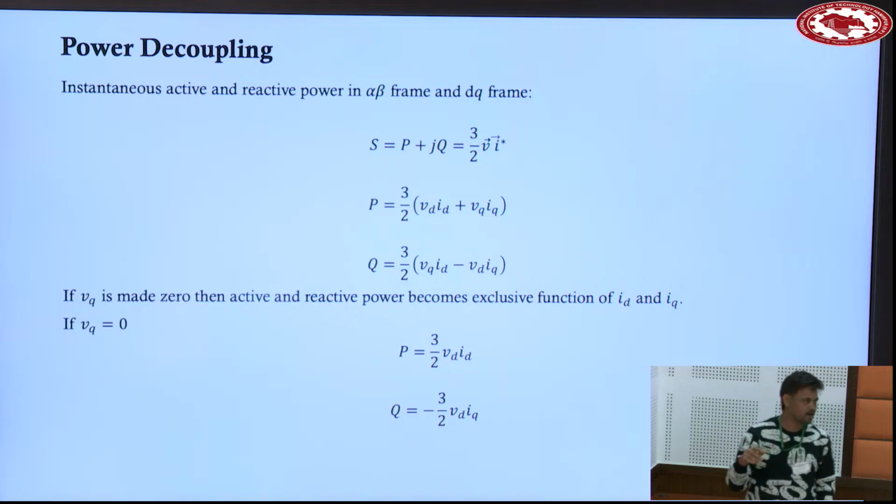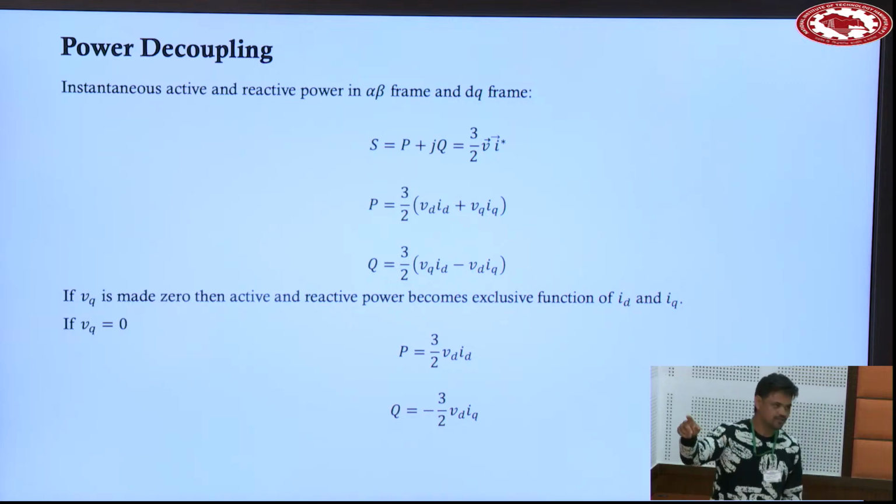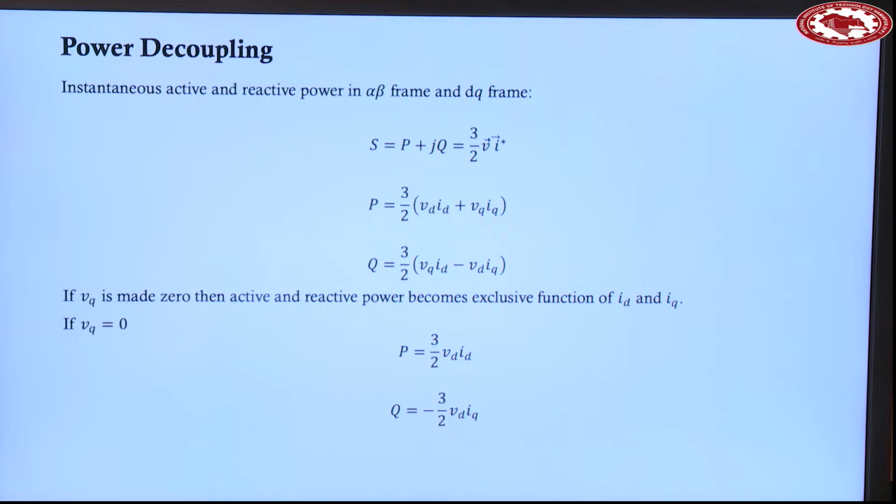In space vector format, the complex power is given as 3 by 2 times V vector and I vector. If you put V vector equal to Vd plus jVq and I vector equal to Id plus jIq, take the complex conjugate, do the multiplication, and take the real and imaginary parts, you will get active power to be 3 by 2 times (Vd Id plus Vq Iq) and reactive power to be 3 by 2 times (Vq Id minus Vd Iq).